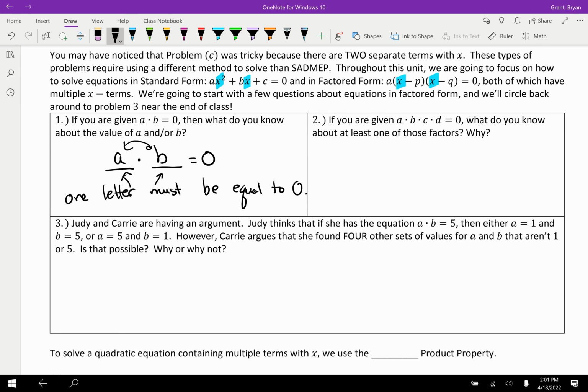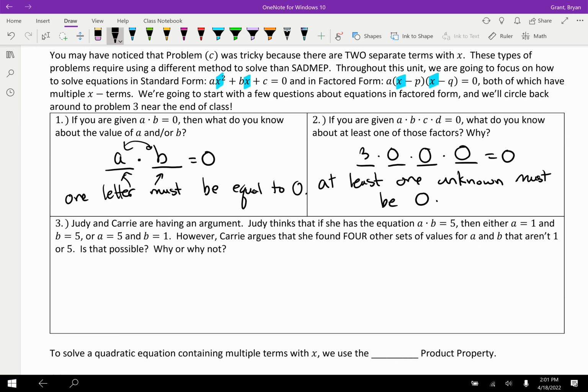Okay, well, let's ask the same question again, but now with 4 variables. A times b times c times d equals 0. What do we know about one of those? Well, hopefully you can say at least one, I'll just say unknown, must be 0. In fact, all of them could be 0. That would be true. Or 3 of them could be 0, right? 3 times 0 times 0 times 0 is 0. But there's no way to make 0 unless at least one of those is 0. So we get the idea, right? If you multiply to equal 0, one factor has to be equal to 0.